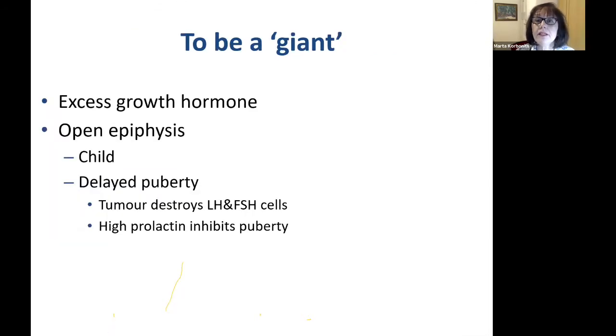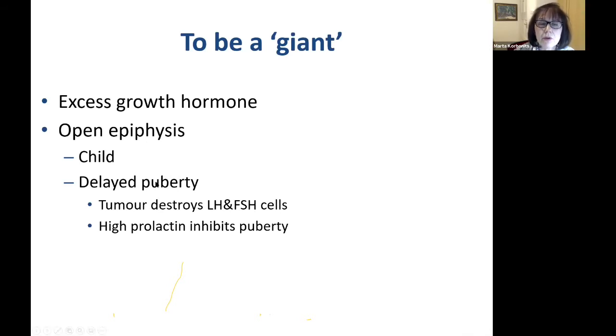So what do you need really to be a giant due to a pituitary disease? Well, first of all, you need a lot of growth hormone, but not just that, you also need to have the ability to make your bones longer. So the end part of the bone, which we call epiphysis, is open. And this of course happens in a child who is still growing, but it also happens in a person who might not be a child by age, but hasn't gone through puberty, and therefore the bone hasn't closed. And during puberty, we have the sex hormones, so the testosterone from the gonad or the estrogen from the ovary, and that matures the bone and closes the bone, so you stop growing.